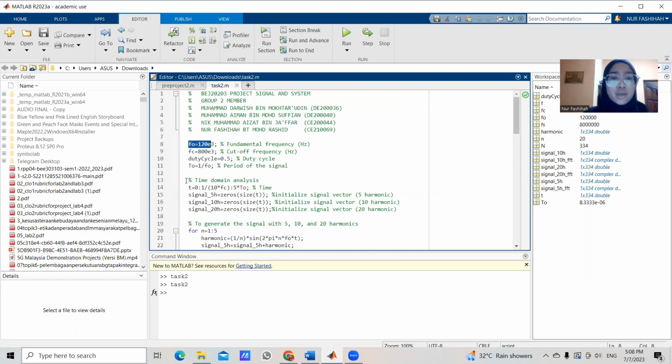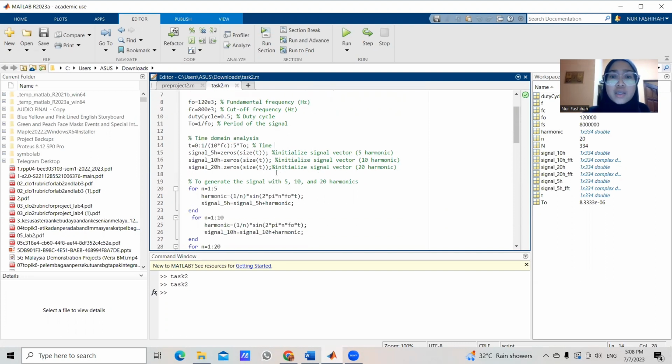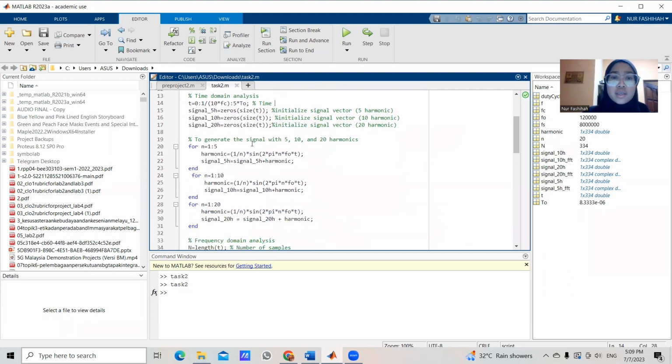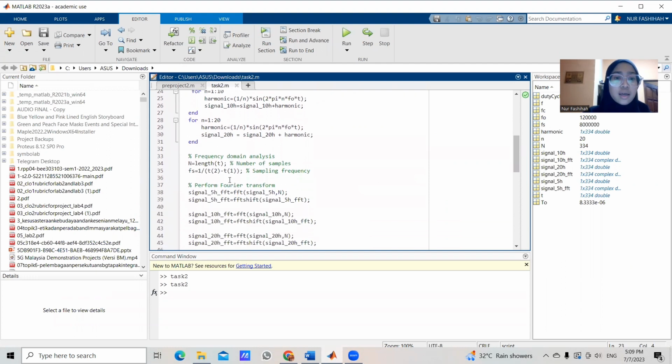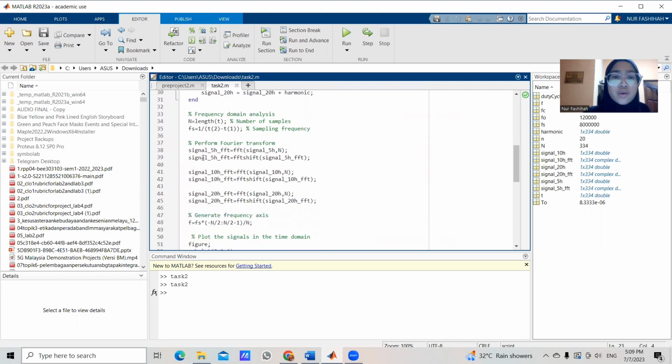Okay, at first we define for the time domain analysis and initialize signal vector for 5 harmonics, 10 harmonics, and 20 harmonics. To generate the signal with 5, 10, and 20 harmonics, this is the coding. Then for the frequency domain analysis, we define the number of samples and sampling frequency, and then perform the Fourier transform. This is the coding.